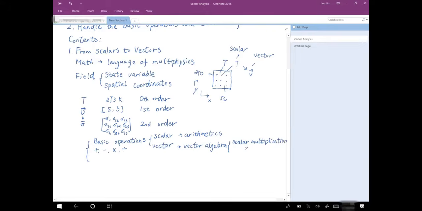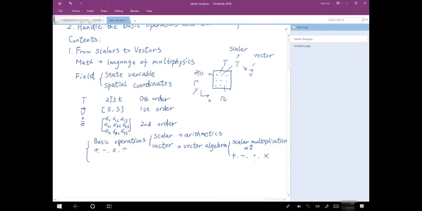That is just multiplying a vector with a scalar. And we also have, for example, addition and subtraction, but we don't have multiplication anymore. Instead, we have something called a dot product and a cross product. So these are two new things that we're going to learn today. So pay attention.